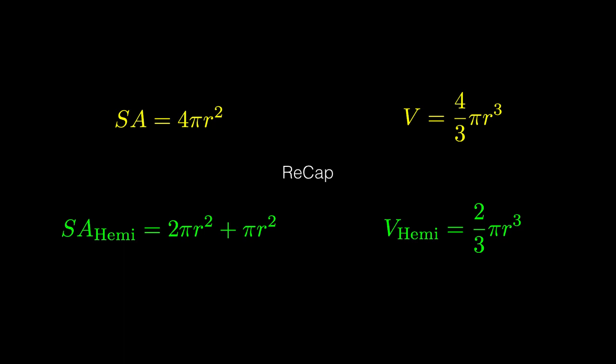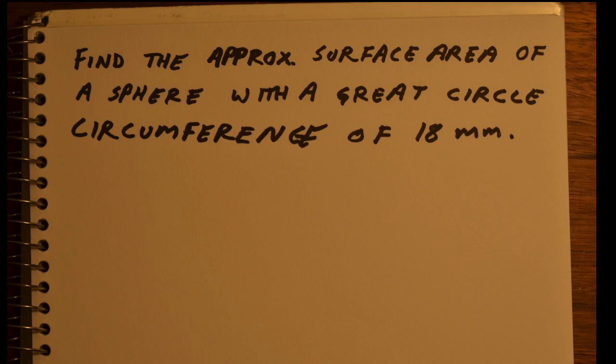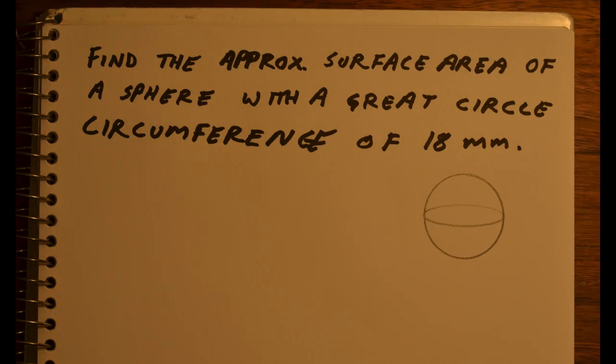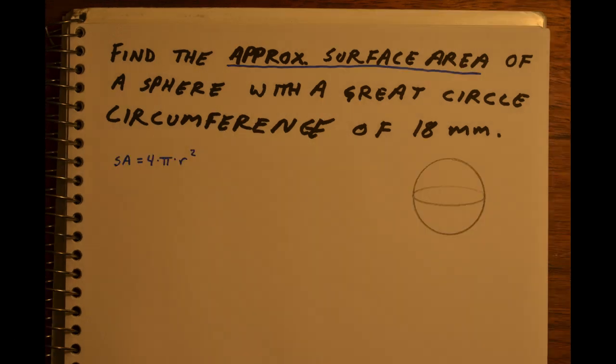Let's next work a few examples. Take a minute, get this in your notes. We want to find the approximate surface area of a sphere that has a great circle with a circumference of 18. First, let's do a quick sketch. We've got our sphere. You can draw a big circle and then kind of put a belt around it. And our goal is to find the approximate surface area. So surface area is 4 pi r squared, which means we'll need the radius.